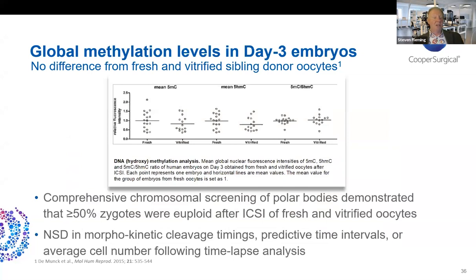And also global DNA hydroxymethylation patterns analyzed by immunostaining day 3 embryos, again derived from fresh or vitrified oocytes, are found to be similar, and at least half of the zygotes obtained after ICSI of those oocytes were euploid, regardless of whether they were fresh or vitrified. And they also did time-lapse analysis, which showed that there was no significant difference in cleavage timings, predictive morphokinetic time intervals, nor average cell numbers between the embryos that have developed from those oocytes.